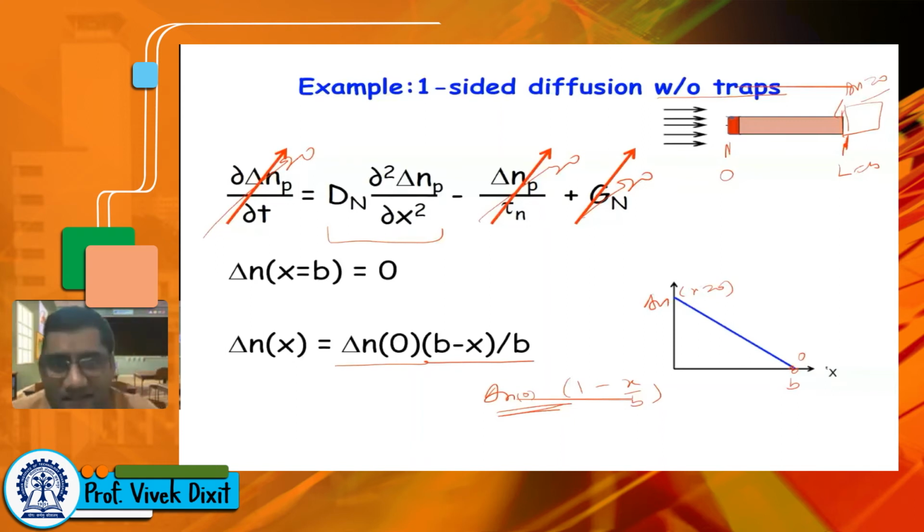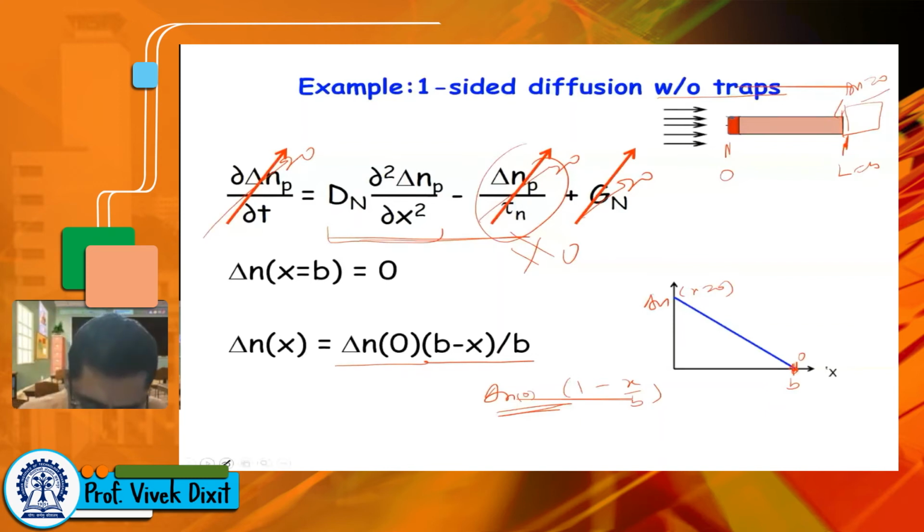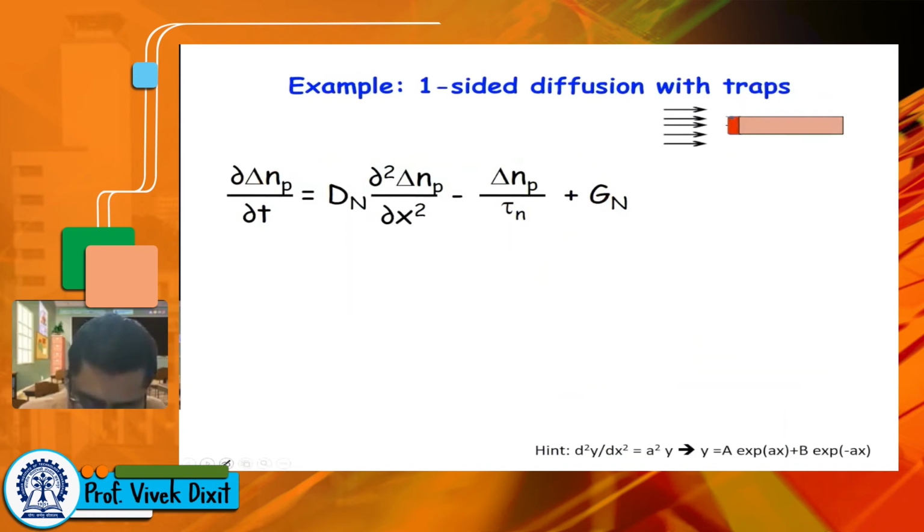Let's say there are traps there. If there are traps, this will become non-zero. So now what will you have? You will have that exponential expression, right? Now, in the very first example, we considered that piece of semiconductor to be long. If the piece of semiconductor is not long, then what will happen? Then you will have to consider both e to the power plus ax and e to the power minus ax. So the solution will be basically a combination of these two, right?